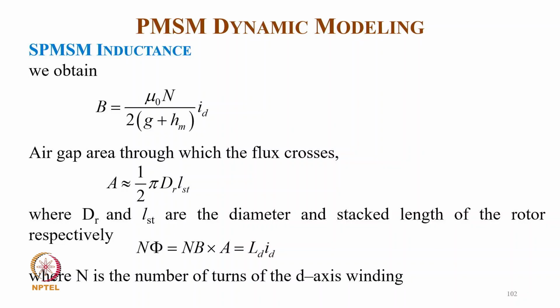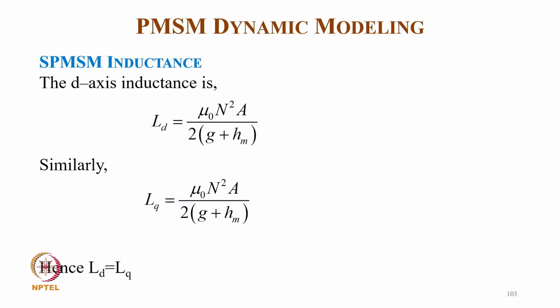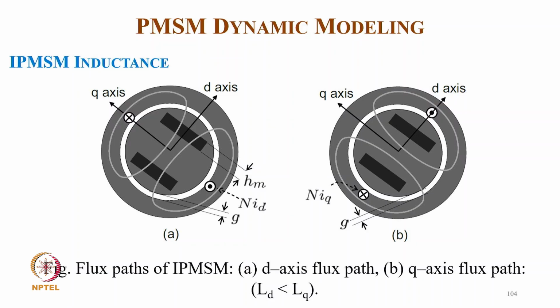Then phi equal to N B A, which equals Ld Id, where N is the number of turns of the D axis winding, and the D axis inductance Ld is equal to mu_0 N squared A upon 2 in brackets (g plus hm). Similarly, Lq is mu_0 N squared A upon 2 into (g plus hm), and so Ld equal to Lq.